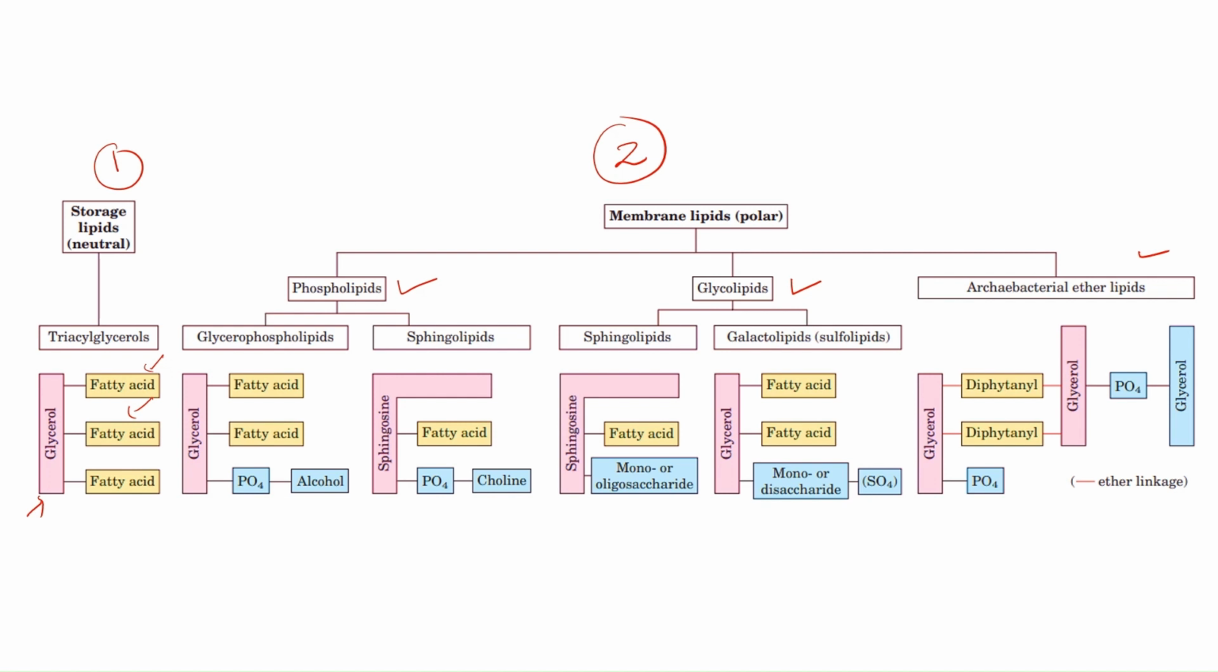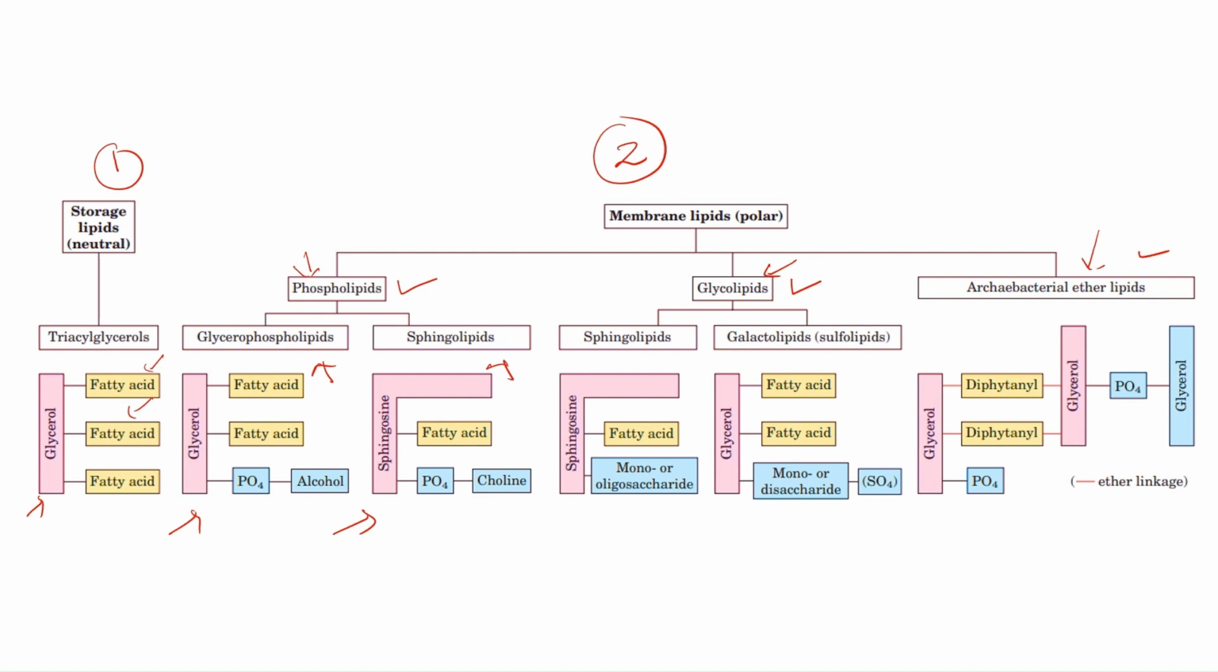Phospholipids means it should have a phosphate group. Glycolipids means it should have carbohydrate. Archaebacterial ether lipids means they are ether linked. Rest all other lipids are ester linked. Now phospholipids are again of 2 types: glycerophospholipid, that means the backbone is glycerol, or sphingolipid, that means the backbone is sphingosine.